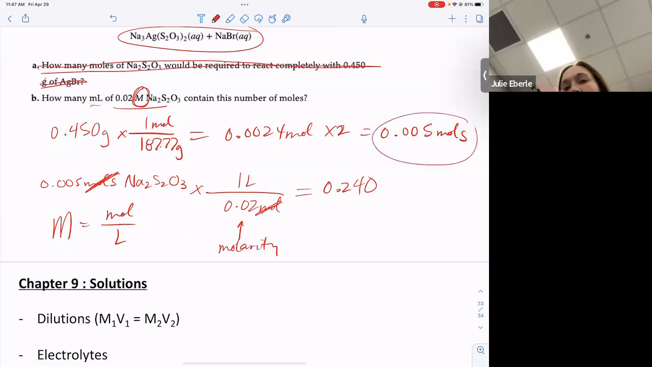I actually rounded this answer to 0.005. So if you get something slightly different, this is how many liters if you don't round that answer. And then it says how many milliliters. So we just want to convert this to milliliters, right? For every 1 liter, it's 1,000 milliliters. And we'd say 240 milliliters. Okay.